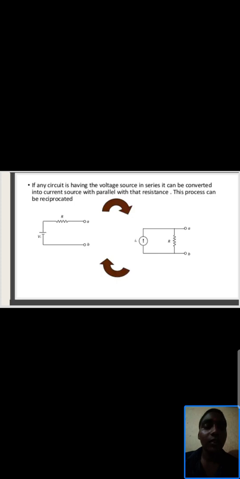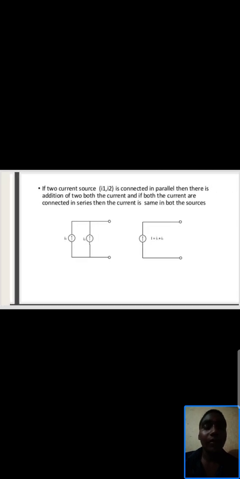This process can be reciprocated. If two current sources I1 and I2 are connected in parallel, then there is addition of both the currents, and if both the current sources are connected in series, then the current is the same in both the sources. If a voltage source is connected with a resistance in parallel, then the resistance can be neglected. If a current source is connected with a resistance in series, then the resistance can be neglected.